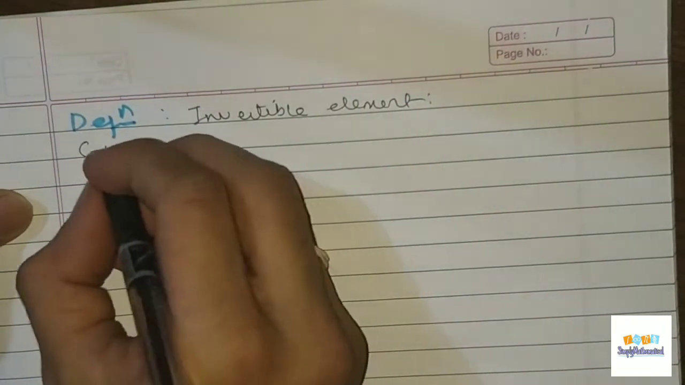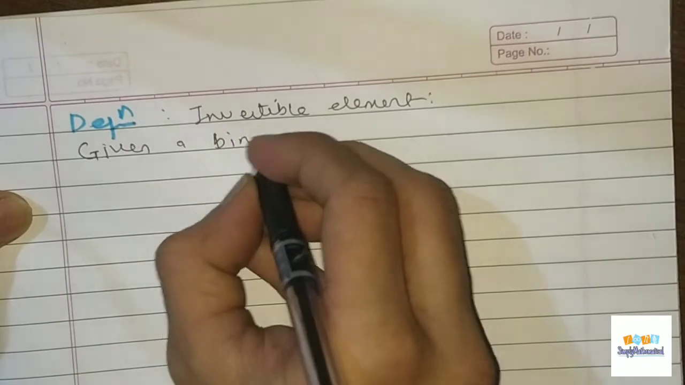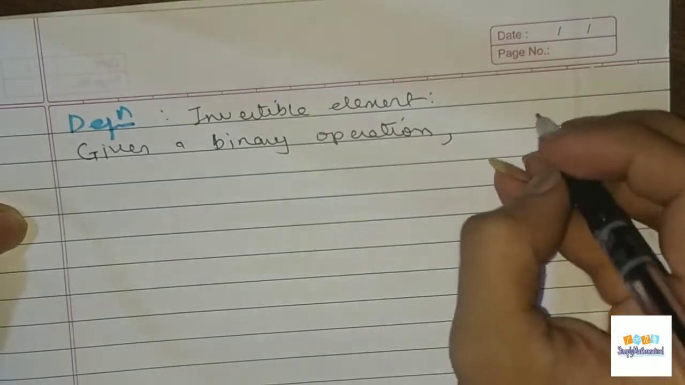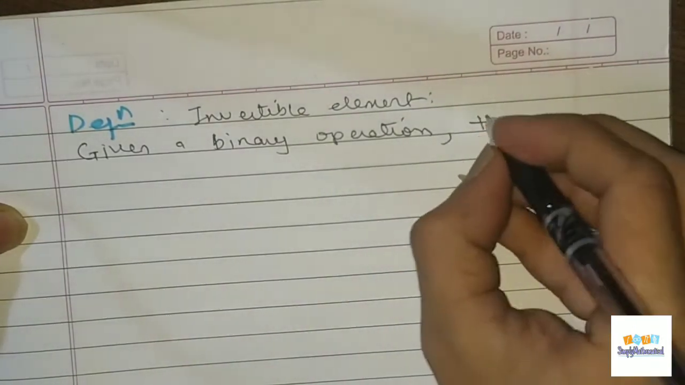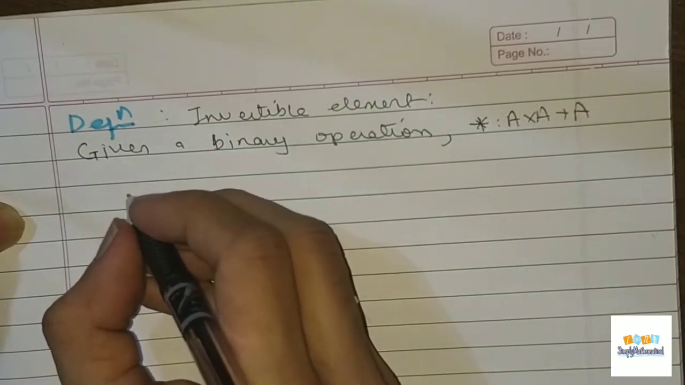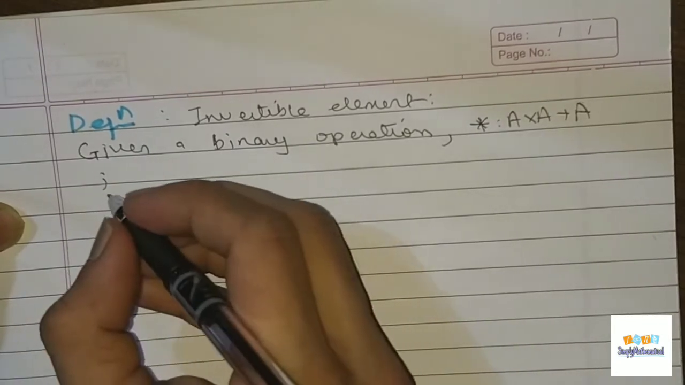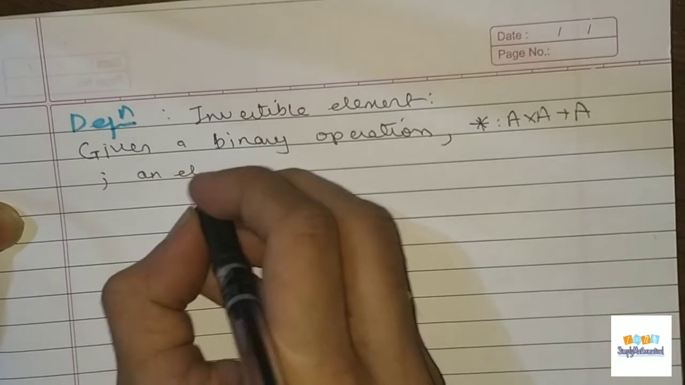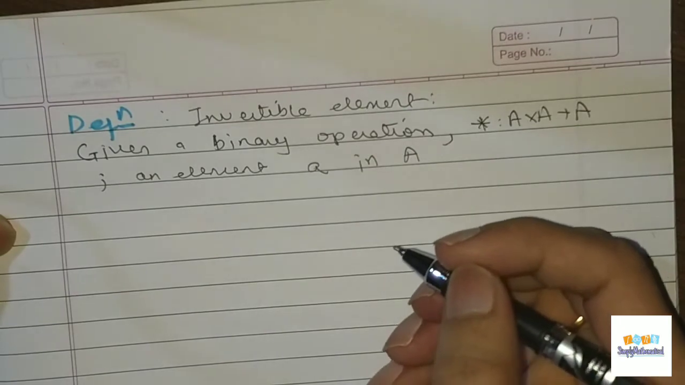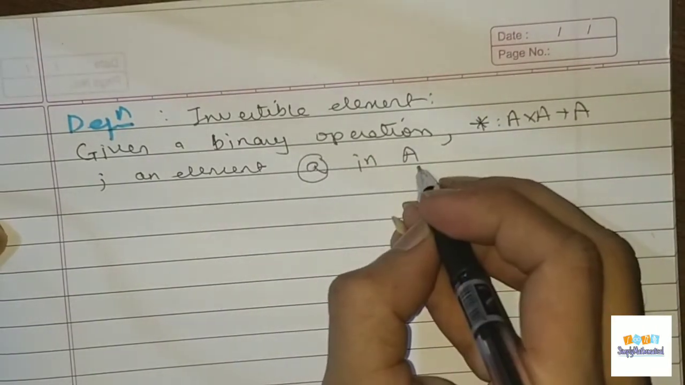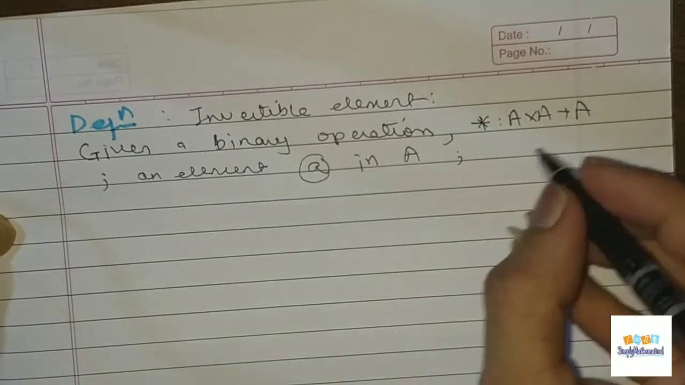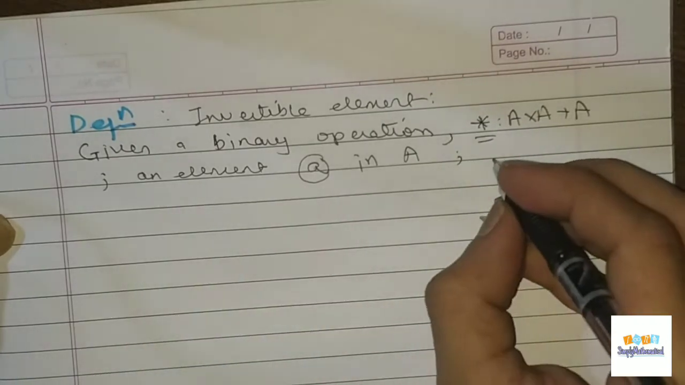So again, given a binary operation star from A cross A to A, now an element A in the set A. So what you do is you take one element A in the set A, and suppose this star has the identity element E.